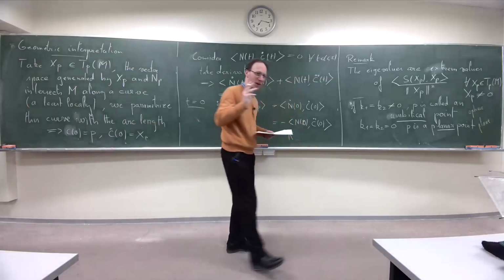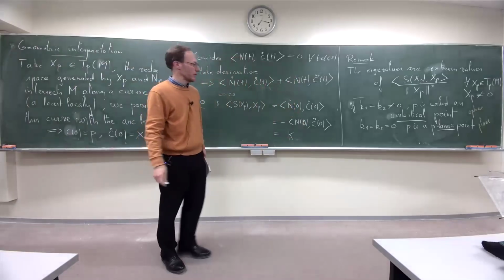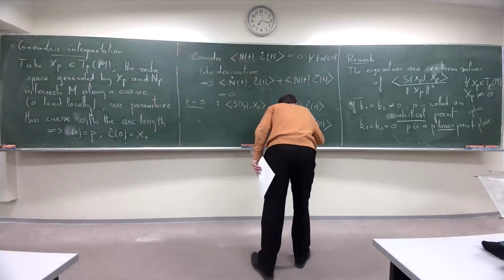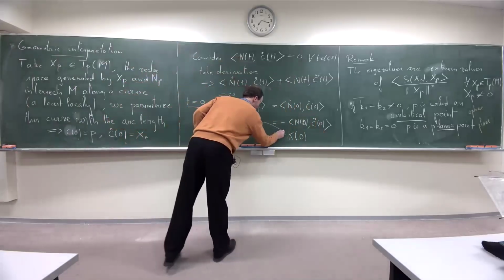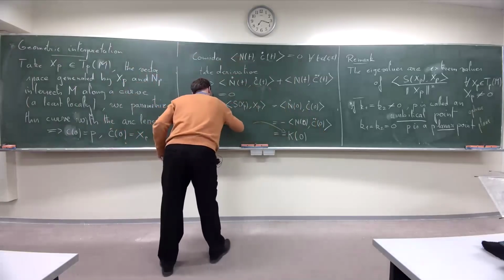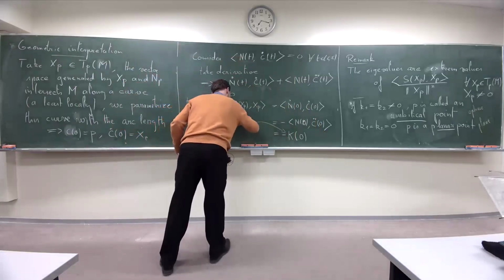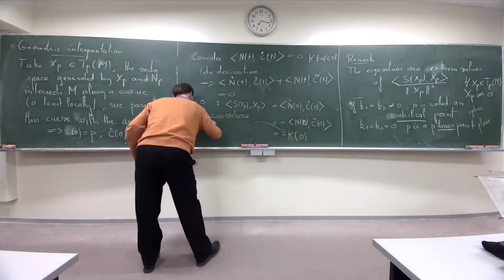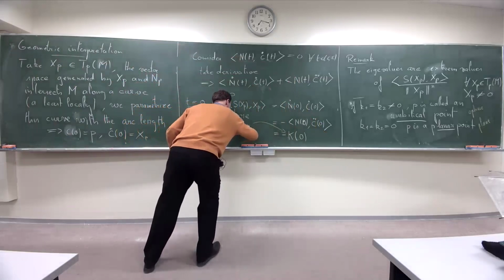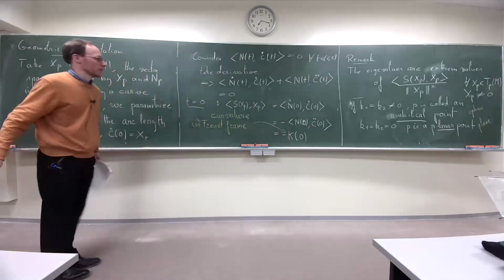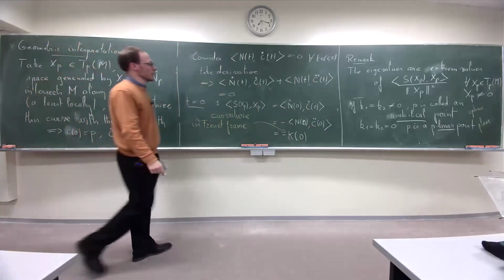In the Frenet frame, we have seen something like this, and it was minus k of 0, and this k, at that time, I called the curvature. So you can check it corresponds to curvature in the Frenet frame. This was true. Look, everything is still on the blackboard.